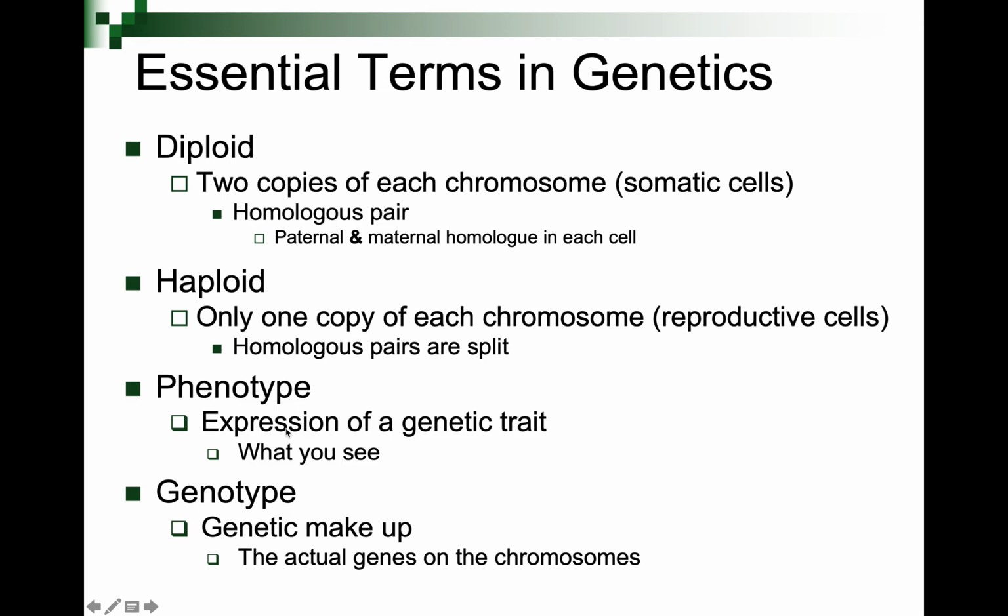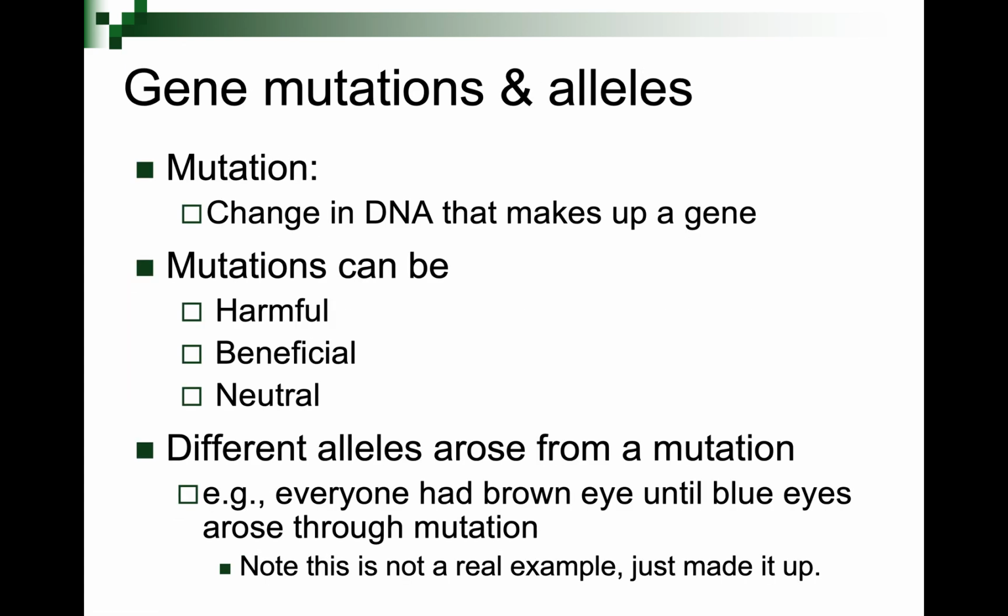So phenotype, this is the expression of a genetic trait. This is essentially what you see, and the genotype is the genetic makeup. So it's the actual genes on a chromosome, and sometimes it can be different than the phenotype. We'll get into that. So mutation, which is just a change in DNA, right? And you're changing the DNA that's part of a gene. So these mutations can either be harmful. As a matter of fact, the vast majority of these are harmful. And then after that, you have others that are neutral. So the vast majority are either harmful or totally neutral. There are a select few that are actually beneficial.